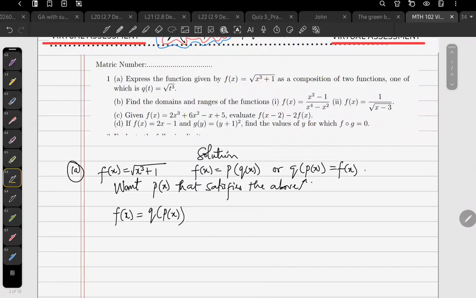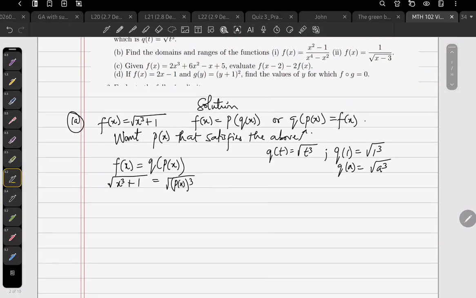If we expand these, f of x is given to us as square root of x cubed plus 1. And since q of t is the square root of t cubed, ordinarily we can evaluate q at different points. We can find q of 1, for instance, that is square root of 1 cubed. We can find q of a, and that would be square root of a cubed. So what is q of p of x? That is simply square root of p of x cubed. And looking at both sides, we can see that there is square root on both sides. We need to get p of x.